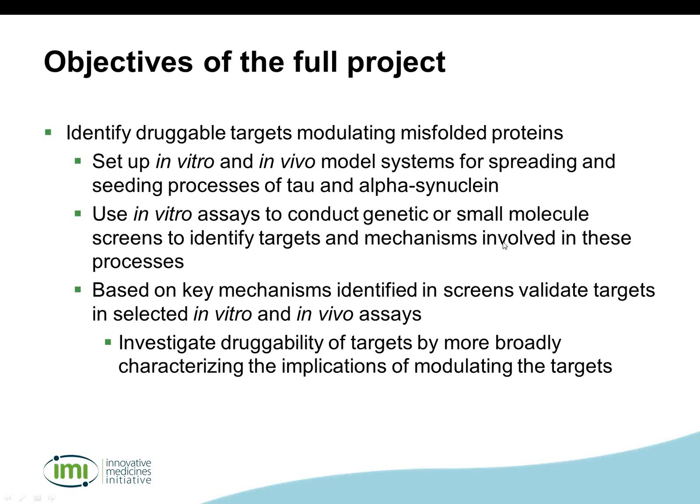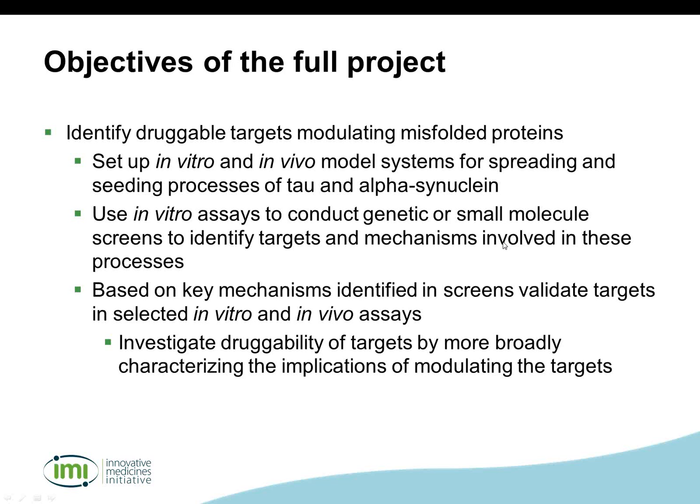In the second part, we will use in vitro assays to conduct genetic or small molecule screens to identify targets and mechanisms involved in these processes. Based on the setup of these assays, the consortium will select the most optimal assays for the screening purposes. Of course, some of these assays may already be available in the beginning of the project, and it is up to the consortium members to decide when the assays are ready to be used in screening approaches and if some assays are ready from the beginning.